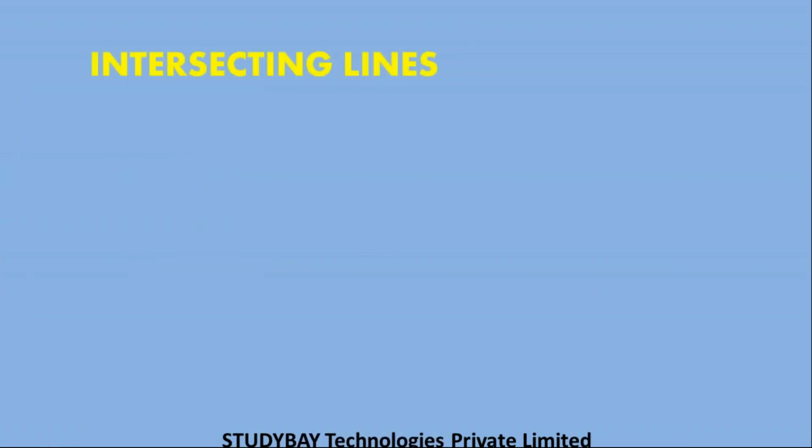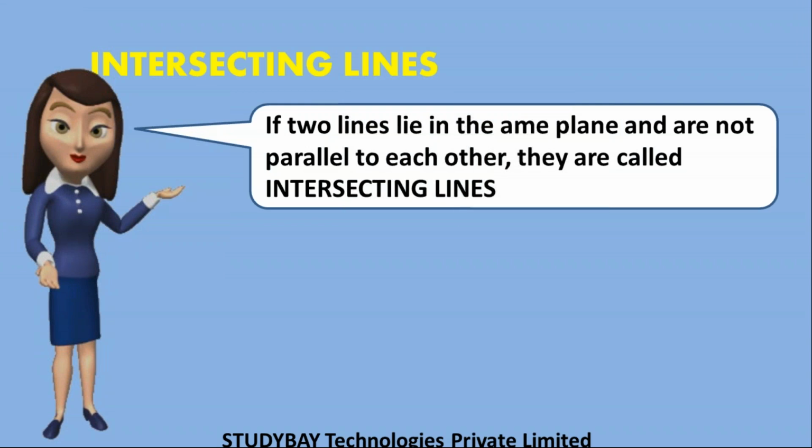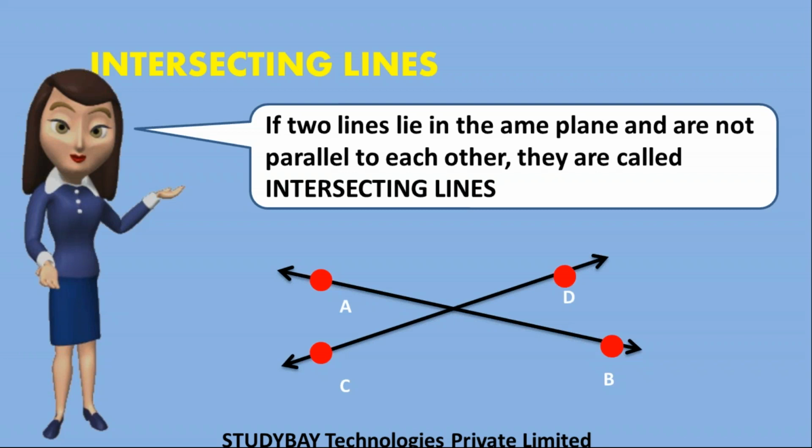Then we have something called intersecting lines. If 2 lines in the same plane are not parallel to each other, then they are called intersecting lines. Lines not being parallel means their distance keeps on decreasing. That means near or far they will intersect for sure, and that is the point of intersection. You can see here that we have lines passing through the points A, B and C, D, and these are intersecting at a particular common point.